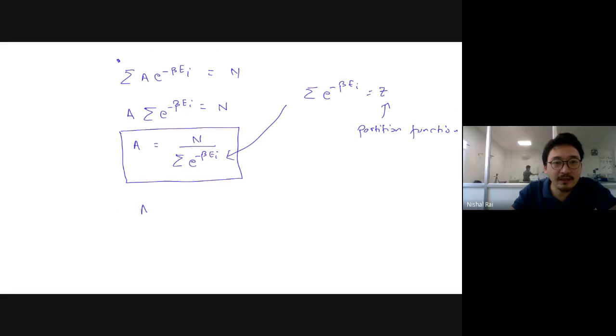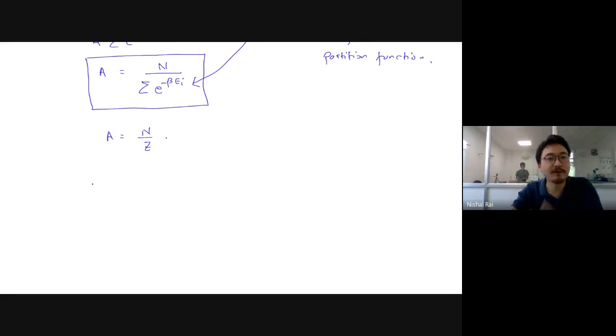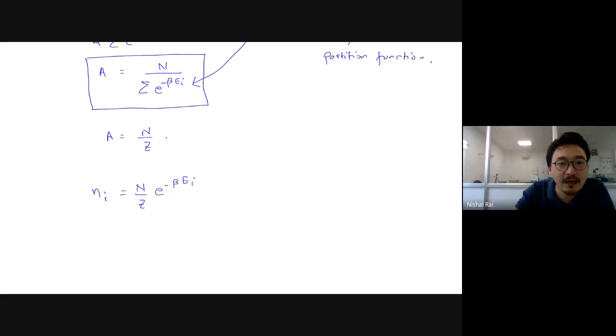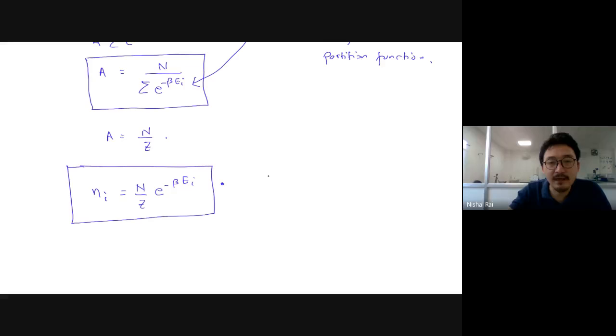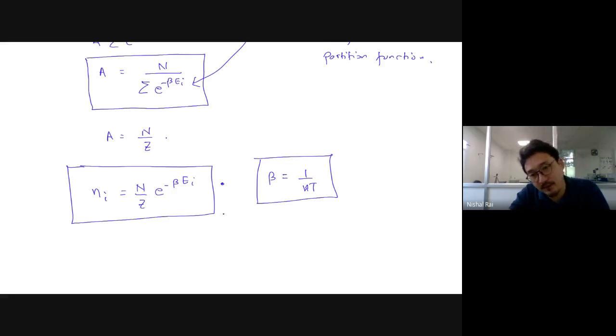So finally we can write A as N by Z. And finally, Ni can be written as N by Z times e to the power negative beta ei. This is your final solution, and you know beta can be written as 1 by kT. We can derive it, but we have derived it previously also, and still we are just putting it in this fashion. Is it clear? So from here, do you see in T instead of E we have T?